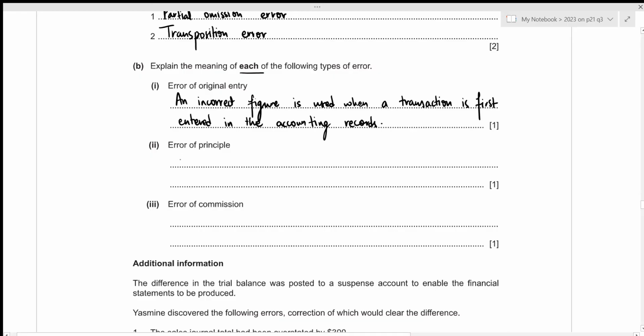Let's write it down. A transaction is entered in an incorrect class of account.